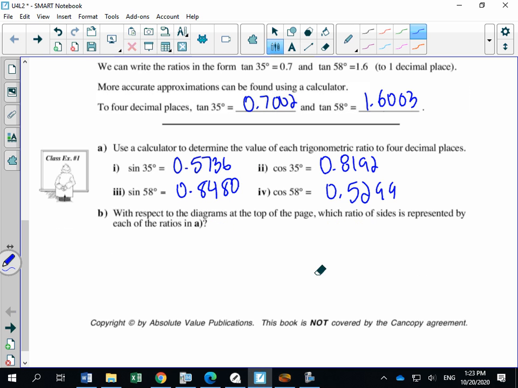Okay, for class example B, it just wants you to use these numbers here with their trig ratios. So what it would be, let's just write SOHCAHTOA.